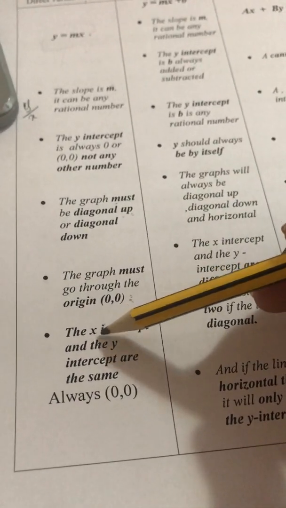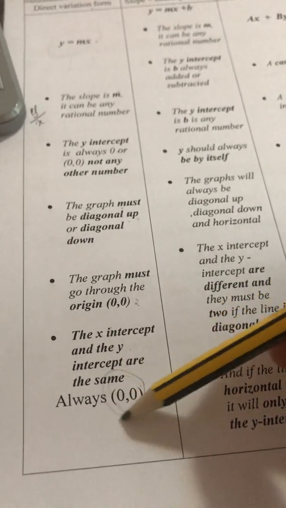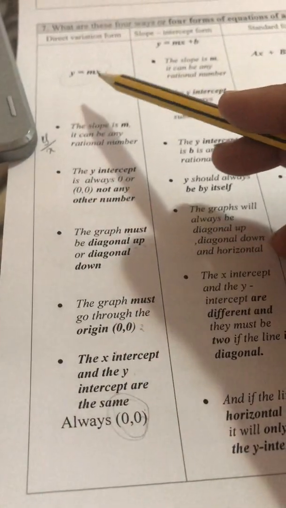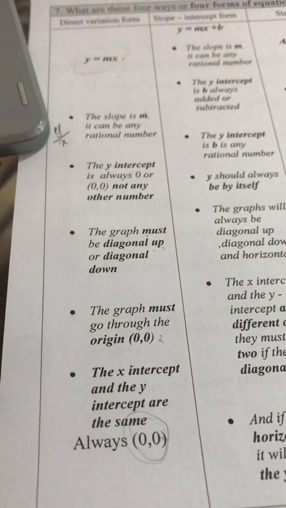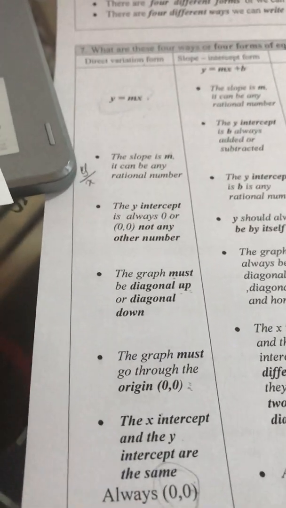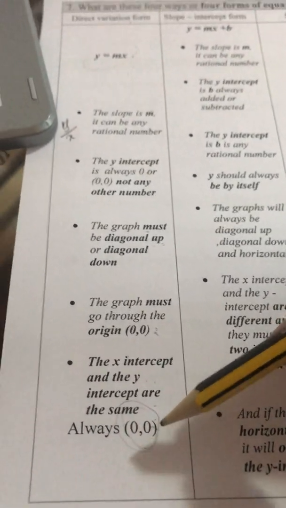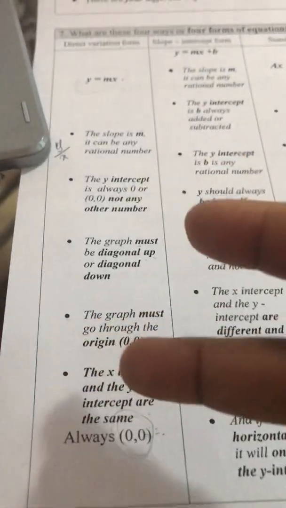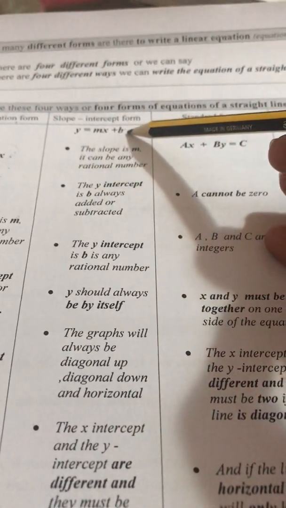Also, the x-intercept and the y-intercept are the same. Here, it will always be 0, 0. So the direct variation is the only diagonal line that has one intercept. Or, the direct variation is the diagonal line that the x-intercept and the y-intercept are the same. It still has 2 intercepts, but they are at the same place.